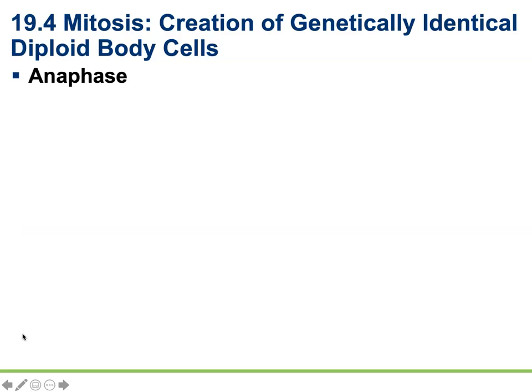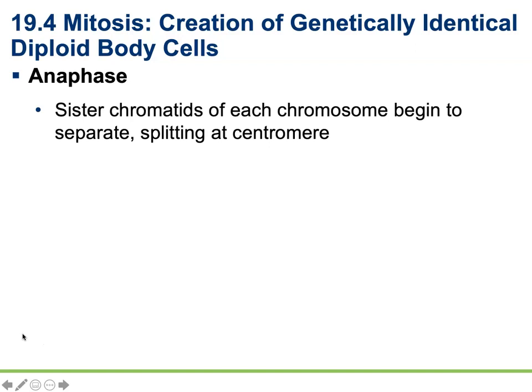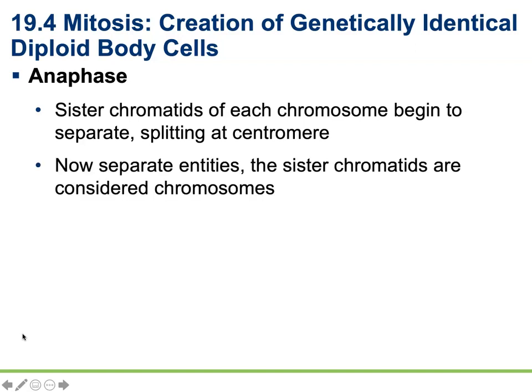The next stage in mitosis is going to be anaphase. In anaphase, sister chromatids from each chromosome are going to begin to separate, and they're going to split at that centromere. That centromere, remember, is the site of attachment for two identical chromosomes. Once they are separate entities, the sister chromatids are considered chromosomes. Specifically, they're considered daughter chromosomes.